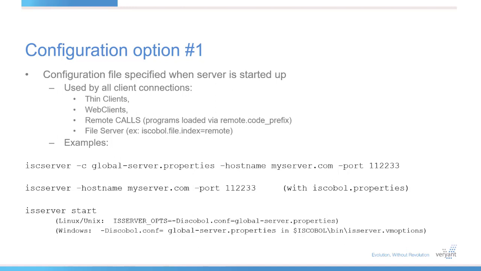The third example is when you start the application server as a service. The way to pass command line options in this case in Linux is to set isserver_ops in the system environment. If you're using a Windows service, then you would set the config in isserver.vm options found in the bin directory. And these are examples of both of those cases.